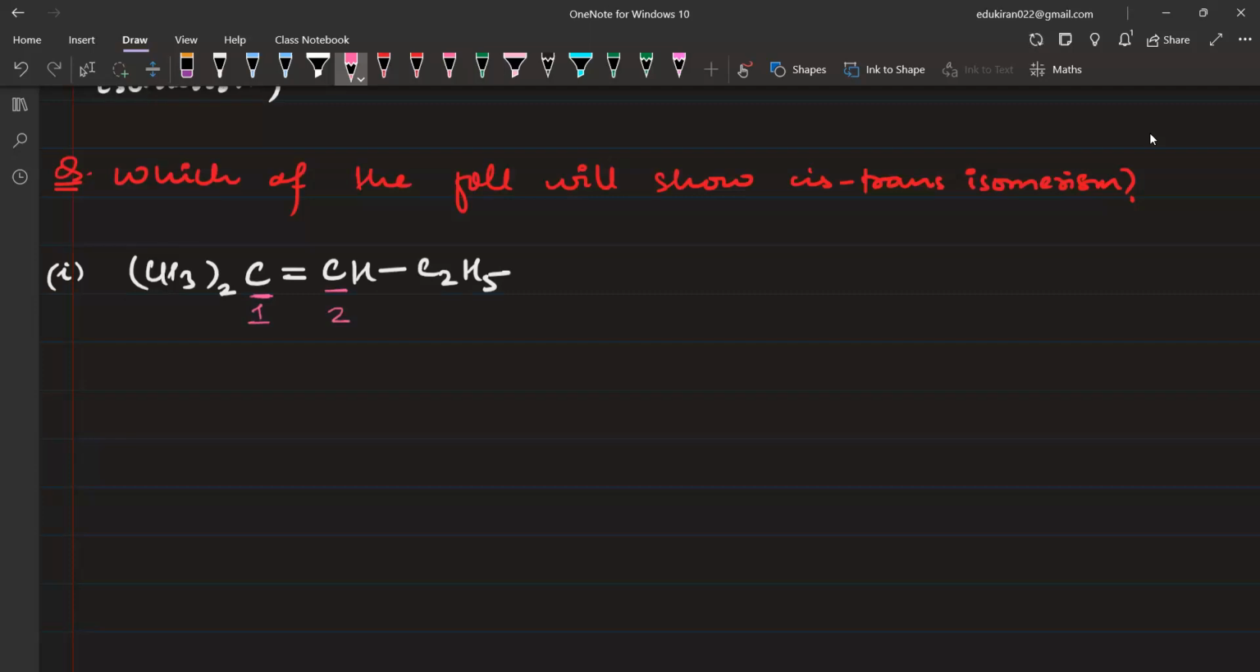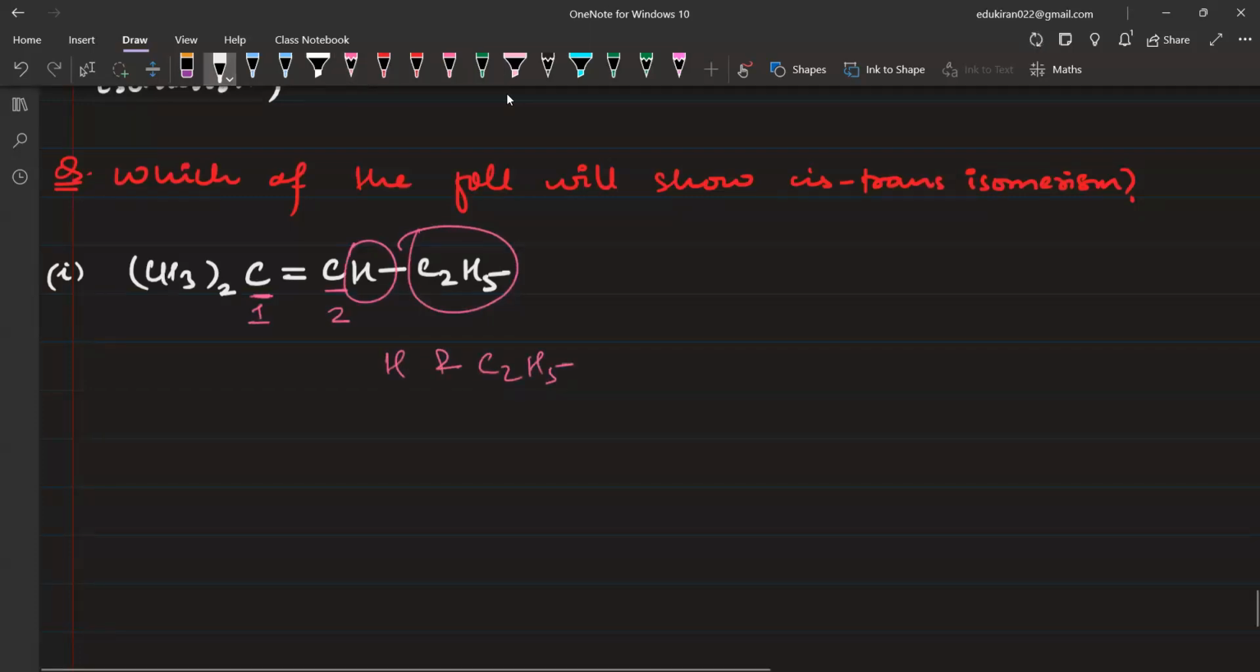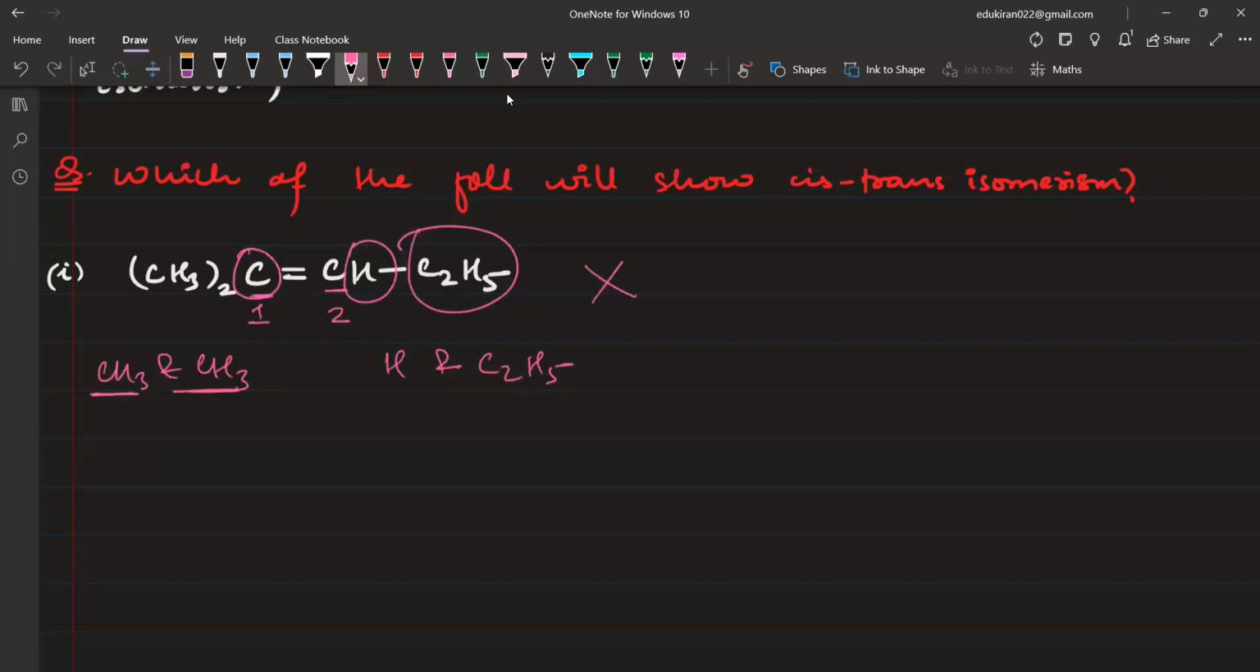So what are the groups attached on carbon number 1? There will be two groups attached. Carbon 2 has hydrogen and C2H5. What are the groups attached on carbon number 1? Tell me guys. CH3 and CH3. So two same groups on a carbon atom with a double bond, that means it won't show cis-trans isomers. Make sense? Yes, sir.